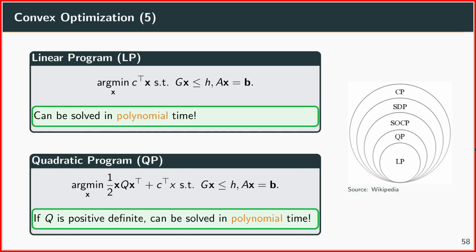Okay, so this was just a small introduction to convex optimization, and we will see later on how this can actually be used for optimization-based motion planning. Any questions for this introduction?